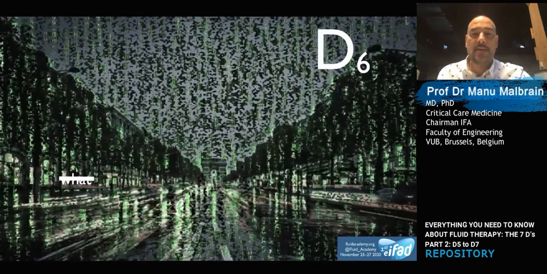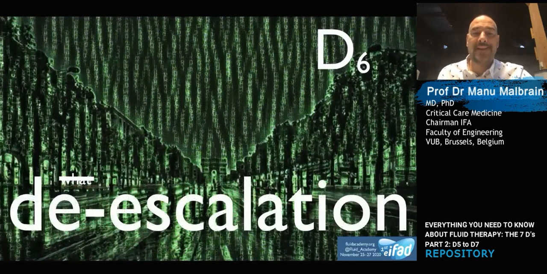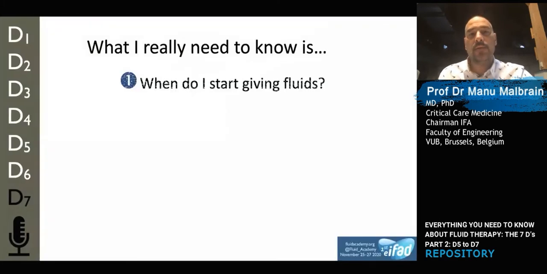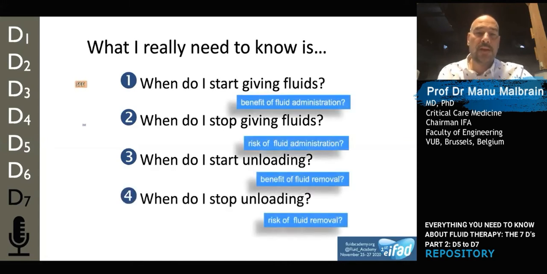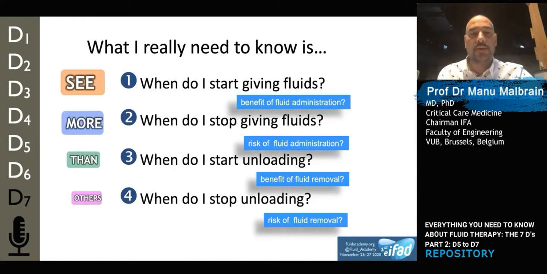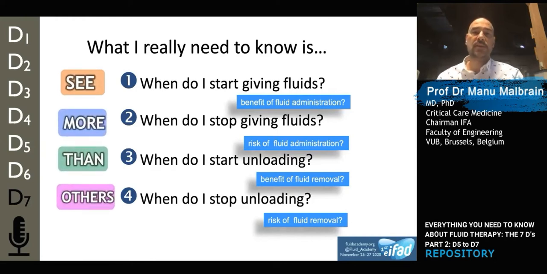So D6 is on de-escalation, or coming down with the amount of fluids when the situation of the patient has improved. So the third question is, when do I start fluid removal? And the fourth question, when do I stop fluid removal? So the benefits and the risks of fluid removal. Again, for that, you need to see more.